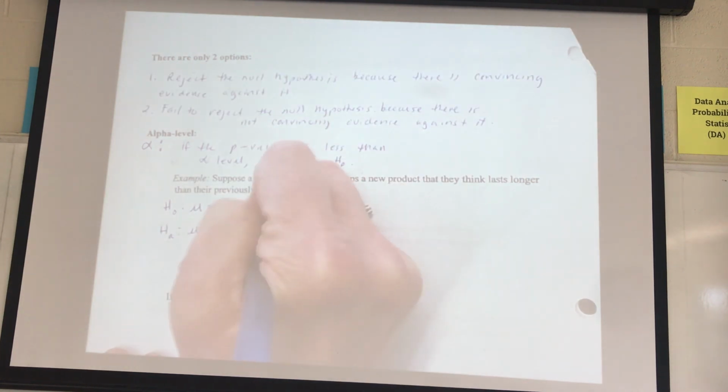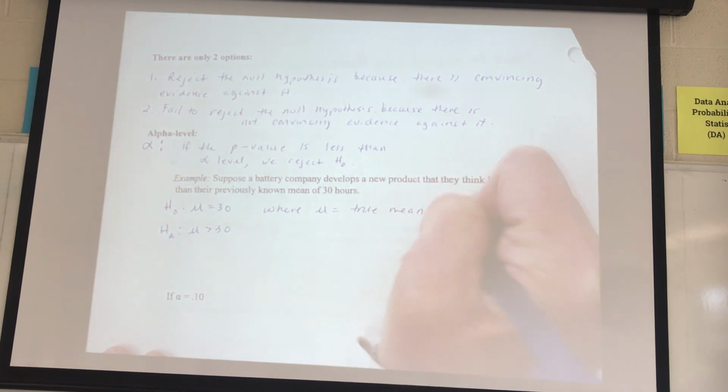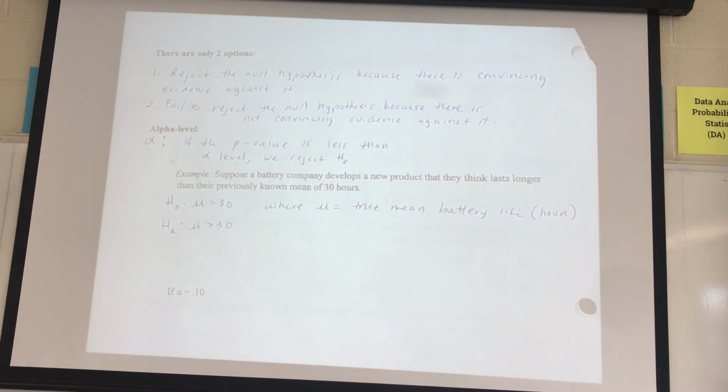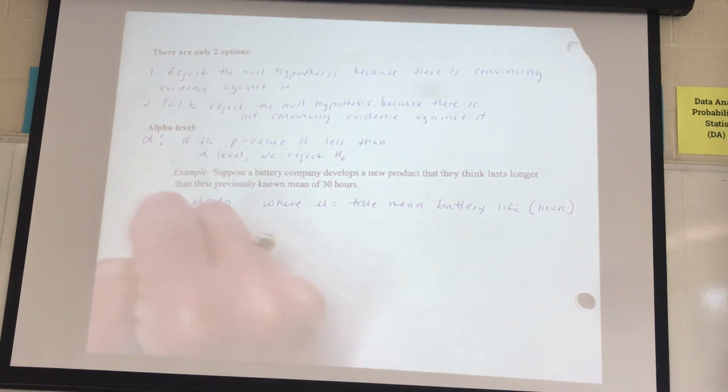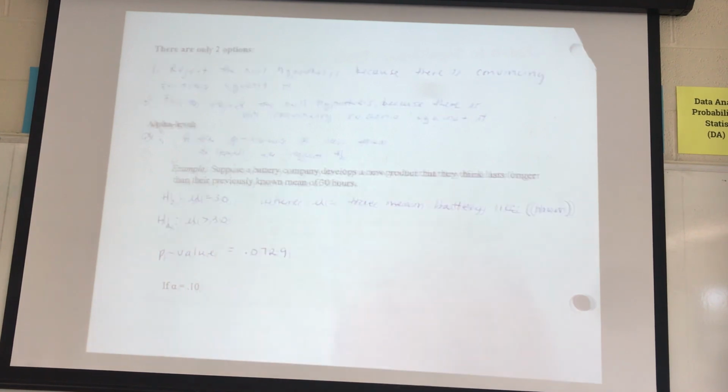And we're going to define mu over here, which is the true mean battery life in hours. So again, somebody has to go out and take a sample and do some calculations. Wednesday and Friday we'll talk about that part. Somebody goes out, they take a sample, they do some calculations. And here's what they say to you. They say, hey, I got a p-value of 0.0729.